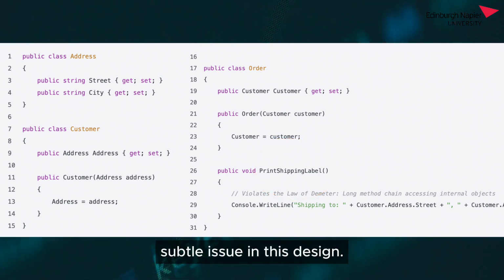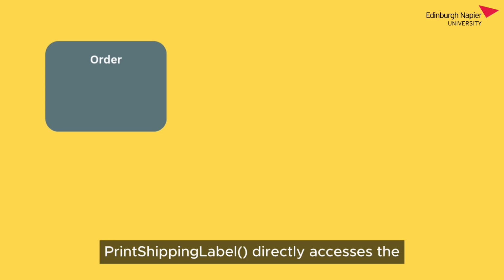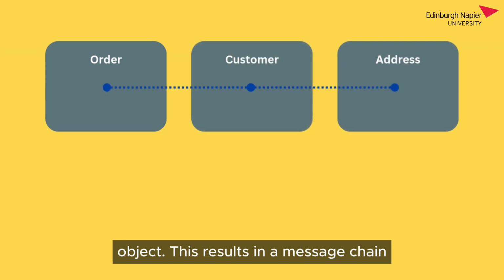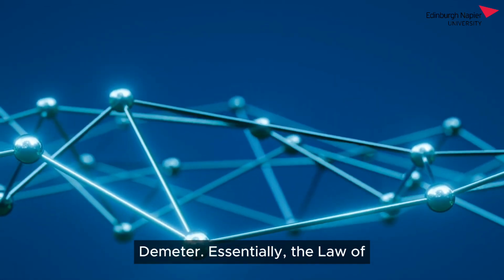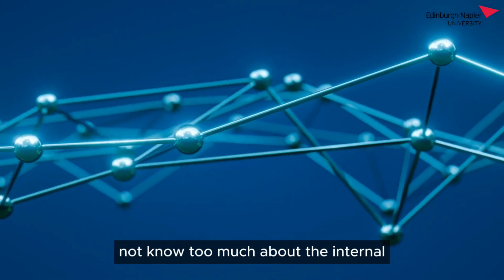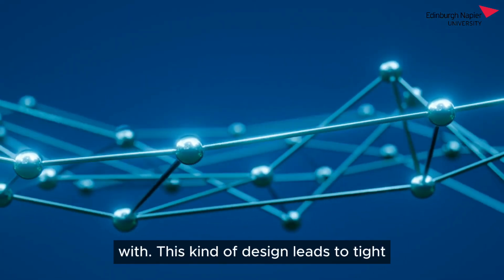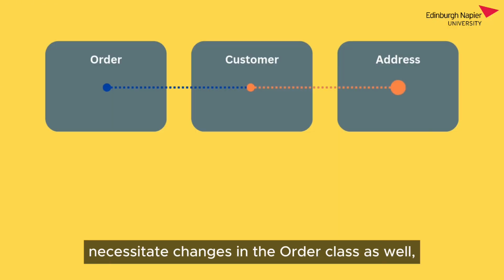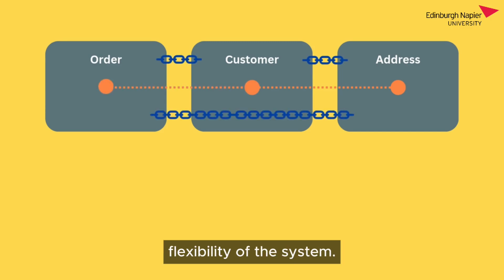However, there's a subtle issue in this design. Within the order class, the method printShippingLabel directly accesses the address object through the customer object. This results in a message chain like customer.address.street, which is a classic example of violating the Law of Demeter. Essentially, the Law of Demeter suggests that an object should not know too much about the internal structure of other objects it interacts with. This kind of design leads to tight coupling, meaning any changes in the customer or address classes would necessitate changes in the order class as well, impacting the maintainability and flexibility of the system.